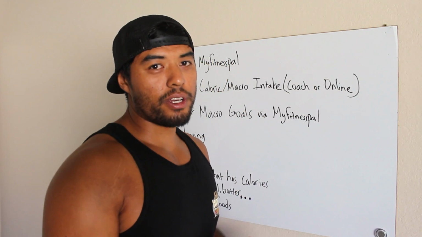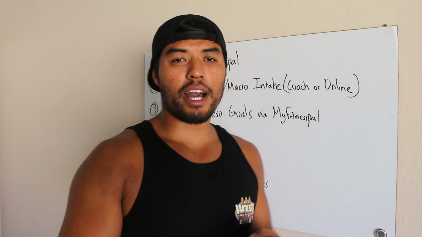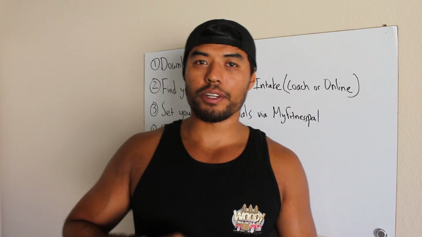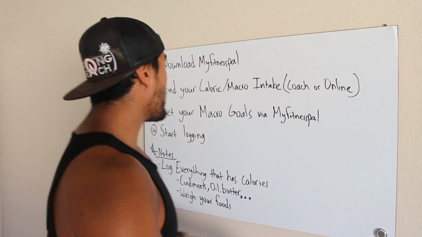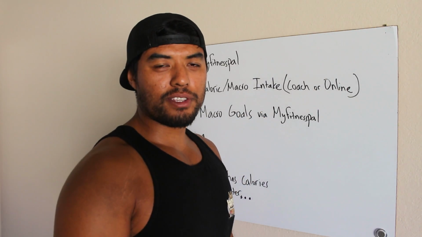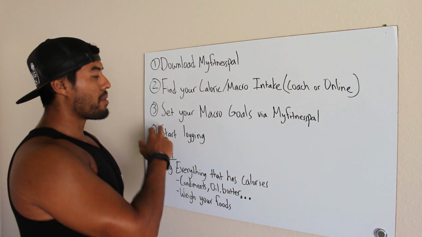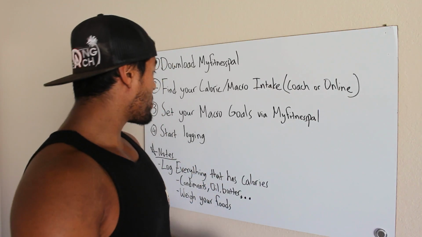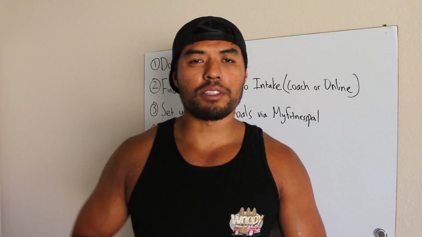If not, you can just go online and type in a macro calculator. You'll enter your stats: your height, your weight, your gender, your age, your activity level, a lot of the factors that go into it. Once you find your caloric macro intake, actually, I might make a video after this on explaining how to find it. But back to this video. Number 3, you'll set your macro goals via MyFitnessPal. So I'll teach you guys how to do that in this next clip.